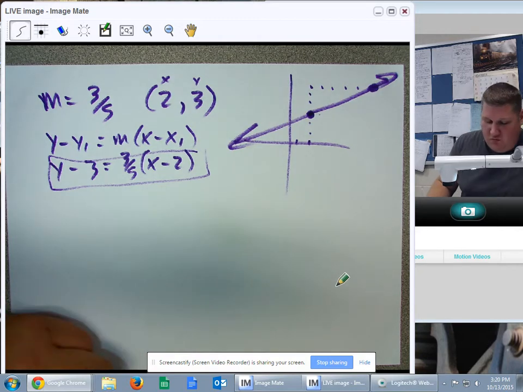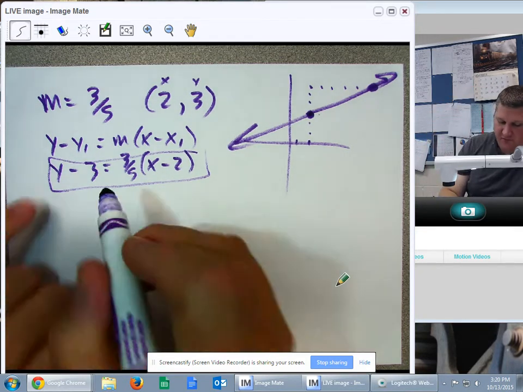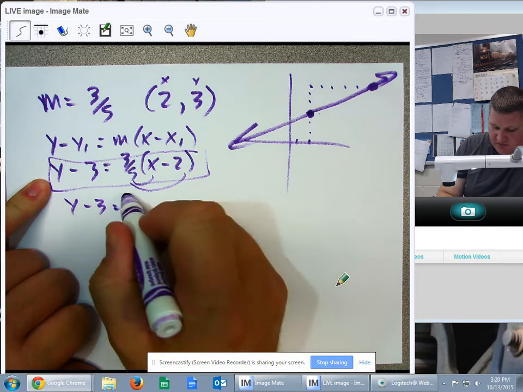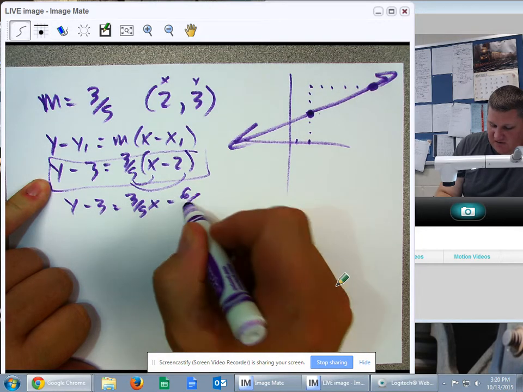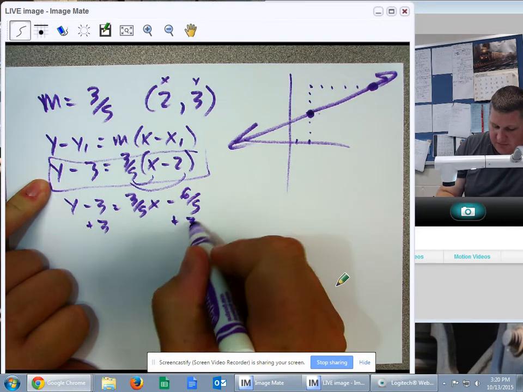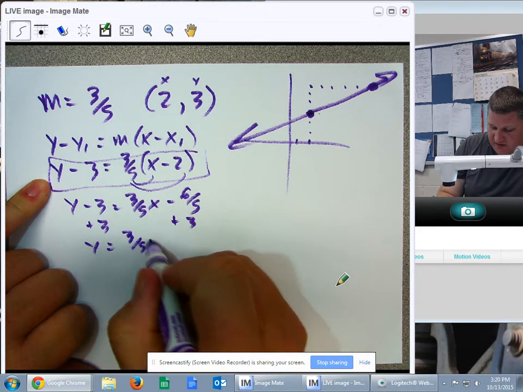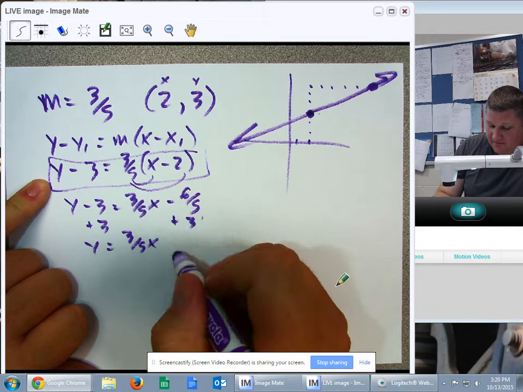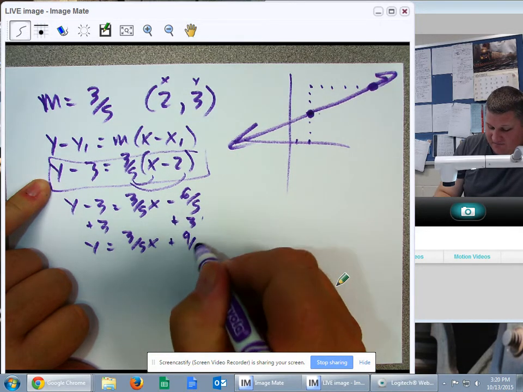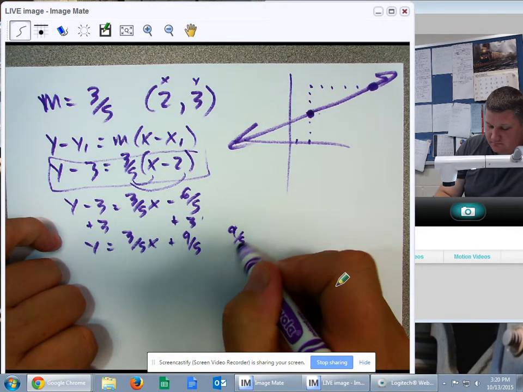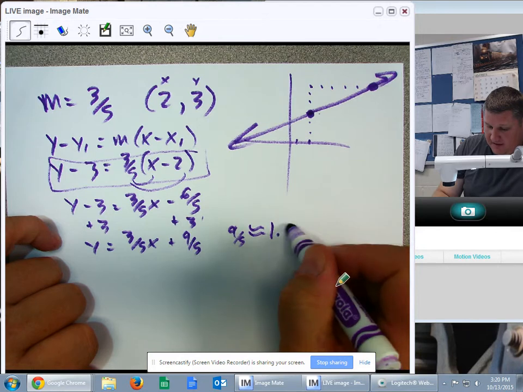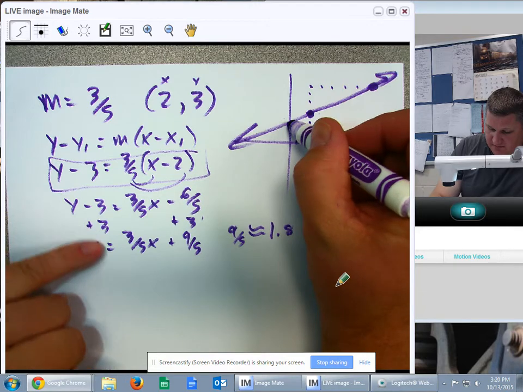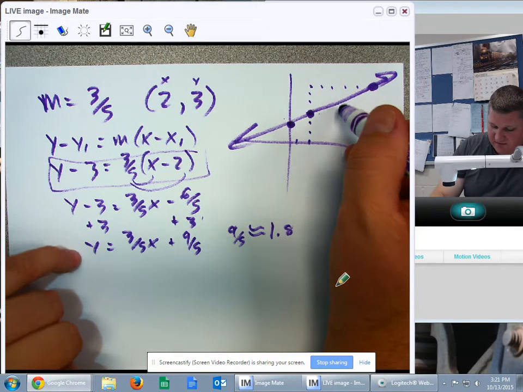Now, if you wished, you could turn it into slope-intercept form. And the way you would do that is you would distribute the slope. So y minus 3 equals 3/5 x minus 6/5. Then add 3, y equals 3/5 x. Now, to do this, I'm going to have to find common denominators. If I do that, that's going to turn out to be 15. So I end up with plus 9/5. Now, 9/5 is approximately 1.8. Well, up 1, up 2, but it's not quite there. It's about 1.8. That makes sense. Go up 3 over 5. I still have the same thing.